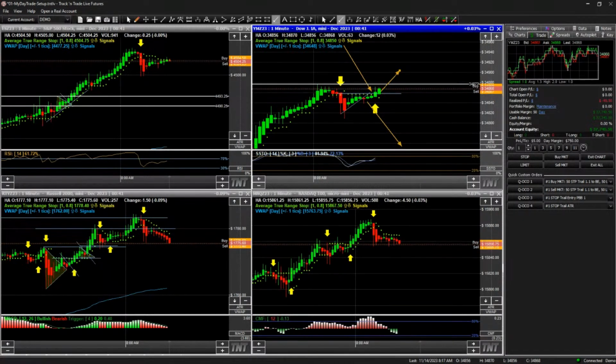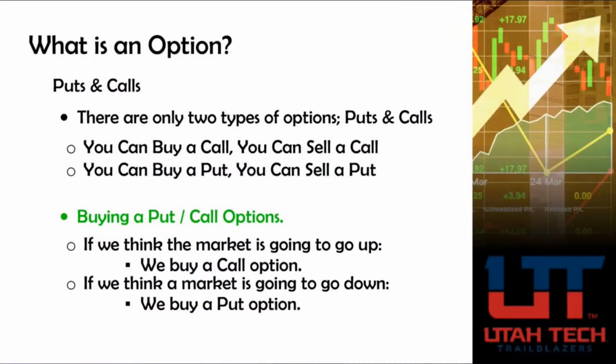All right. So we have two kinds of options: puts and calls. You can buy a call, you can sell a call, you can buy a put, you can sell a put. Okay? So buying a put or a call, if we think the market is going to go up, we buy a call option. If we think the market is going to go down, we buy a put option. All right? That's how easy it is. Buy calls for the market up, buy puts for the market going down.